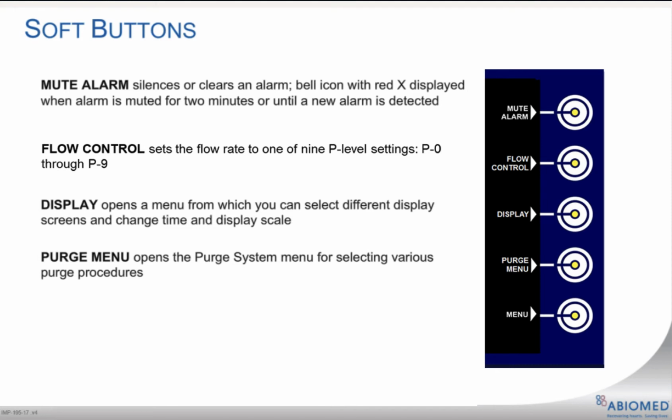Purge menu opens the purge menu for selecting various purge procedures, including changing the purge fluid and the cassette, and de-airing the system. Menu opens a menu of options related to controller settings, zeroing the placement signal, alarm history, timed data recording, and starting a case.